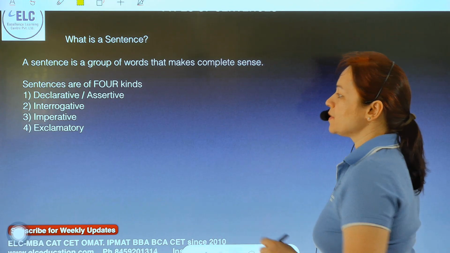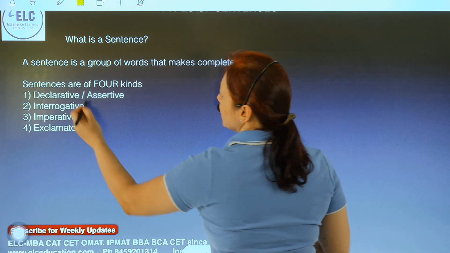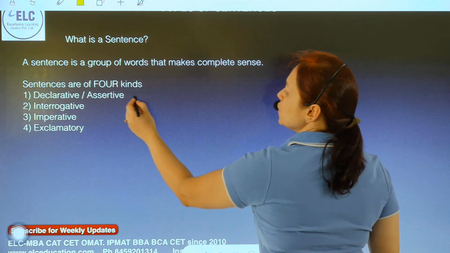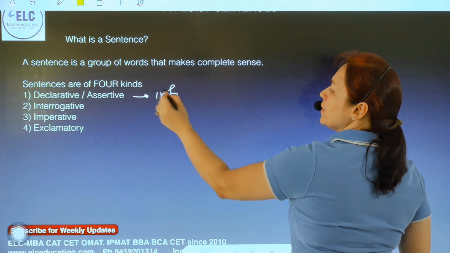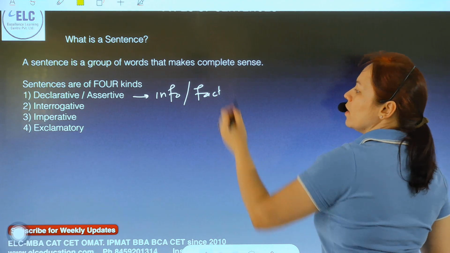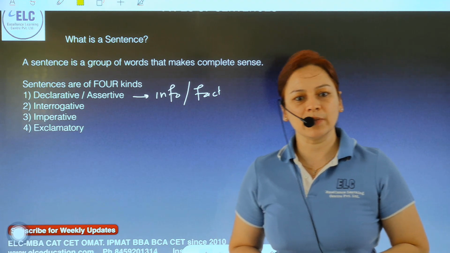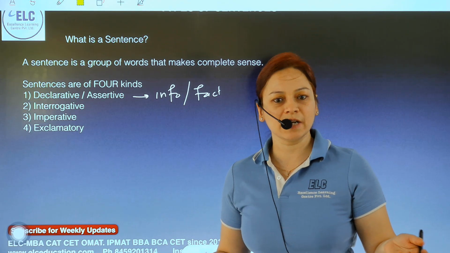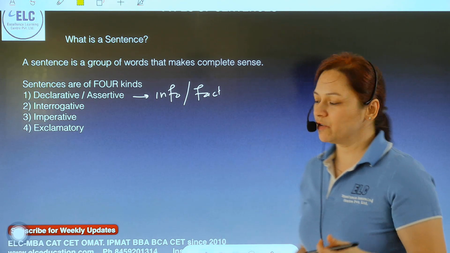Sentences are of four types. You may have an assertive or a declarative statement. An assertive statement basically intends to pass on information. So any statement that will share certain facts or information is an assertive statement. For example, I went to the classroom. This is an assertive statement because my intention is towards passing information.